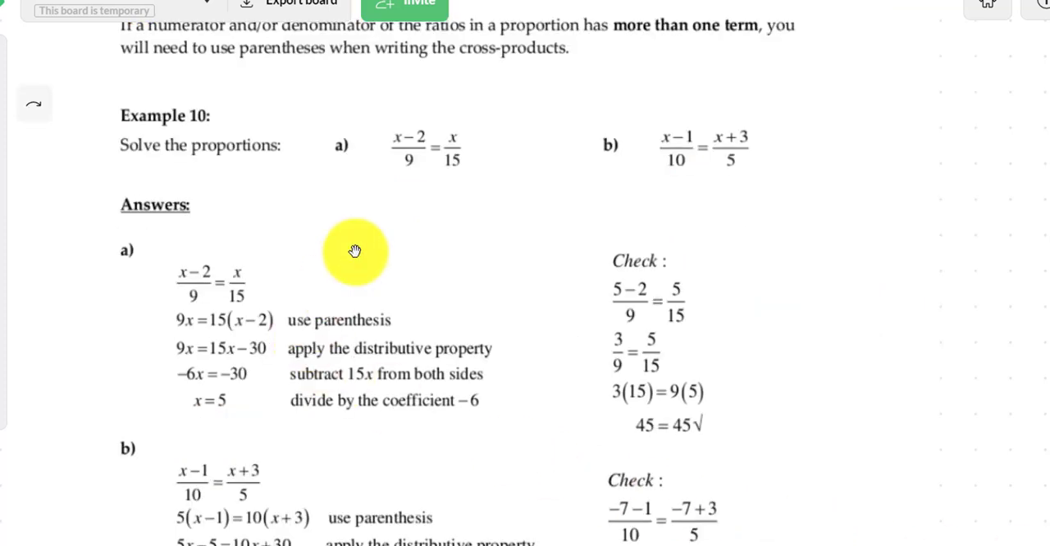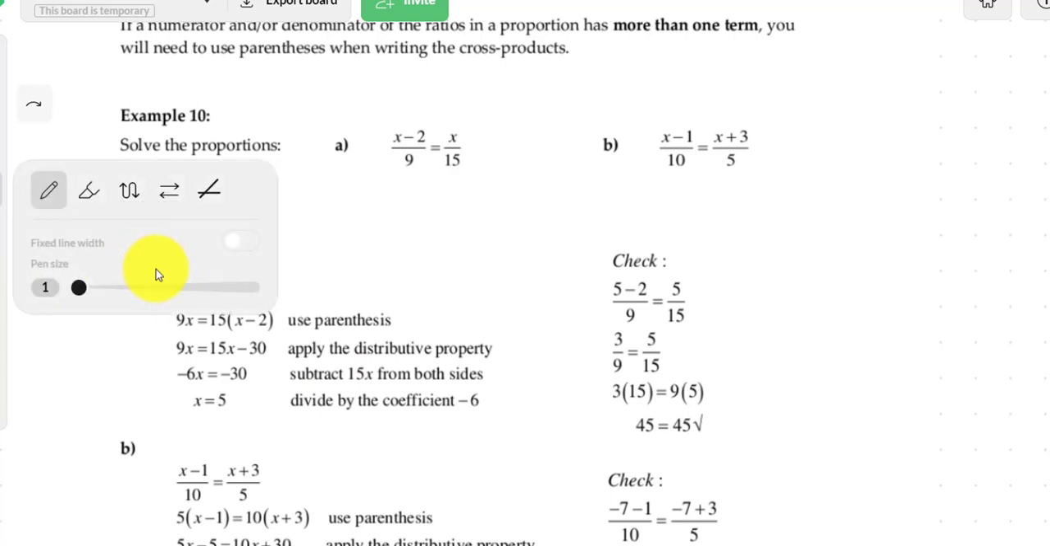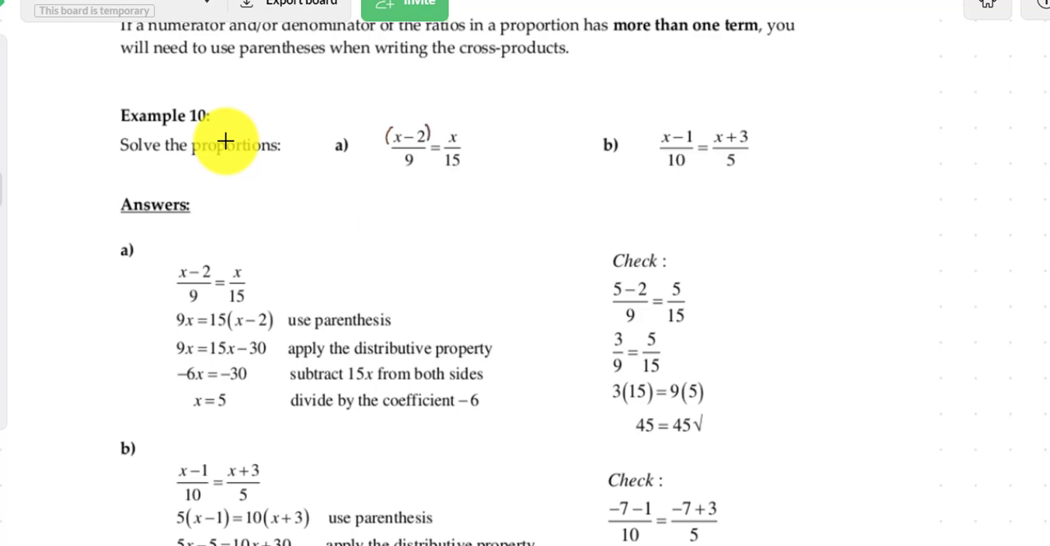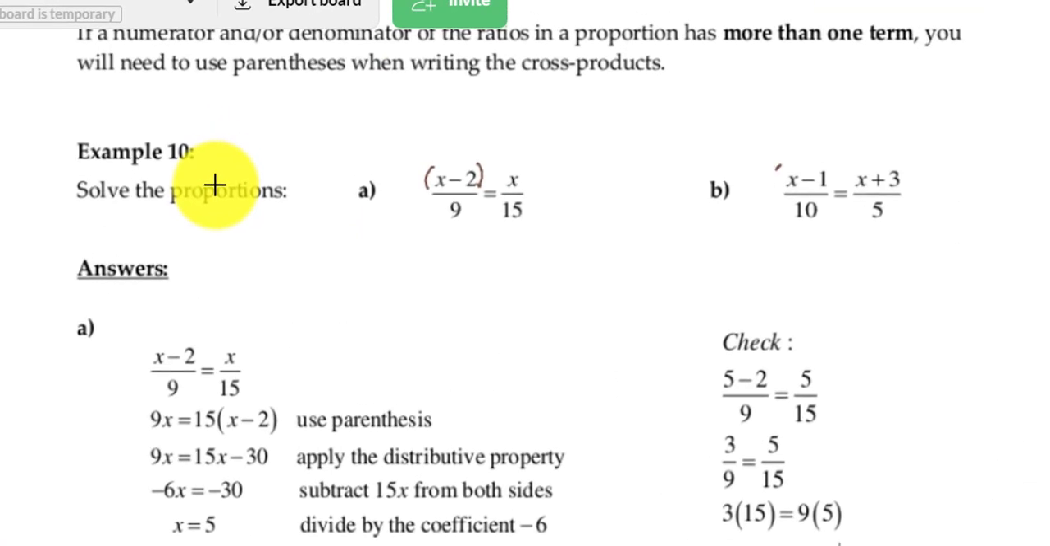Sometimes it's helpful to use parentheses when solving a proportion. For example, in this problem, you really want to put the x minus 2 in parentheses, the x minus 1, and the x plus 3. Because we have to distribute this 15. This is really going to be 15 times x minus 2 and 9 times x, right, when we cross multiply. And you can see they do the work for us, right? 9 times x is 9x. 15 times x minus 2, they show it here, but you have to distribute the 15, right? And you end up with x equals 5.